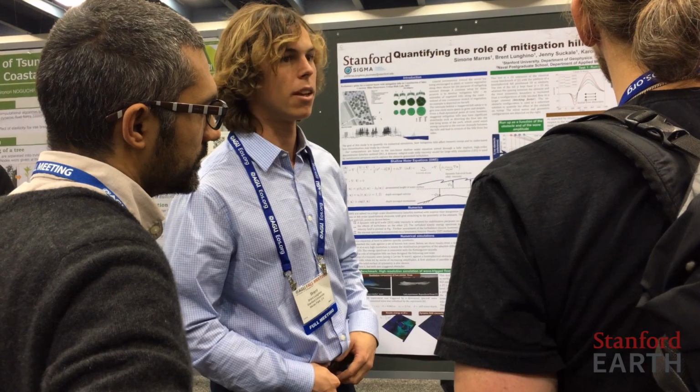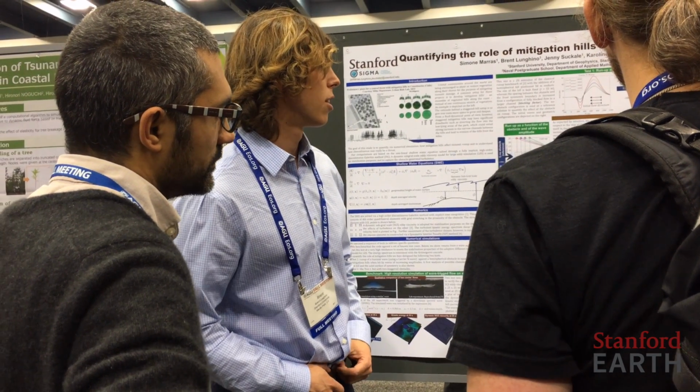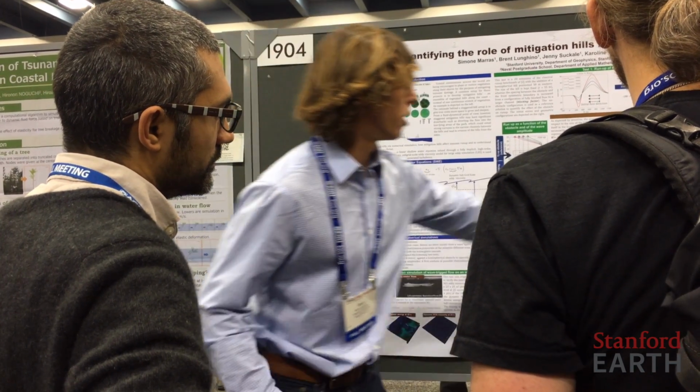So the work we're presenting here today is looking at the issue of tsunami waves inundating the coastline. In Indonesia and a lot of other places in the world, they are building mitigation parks, which are hills and vegetation in the coastal zone, and we're trying to look at the ideal geometry of these coastal parks that will best mitigate the tsunami hazard.